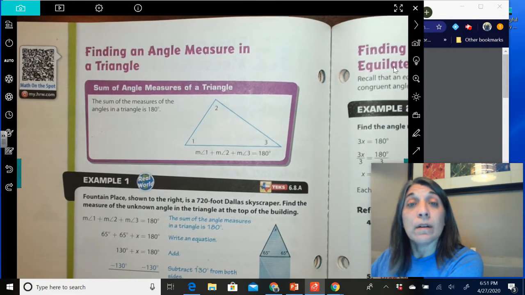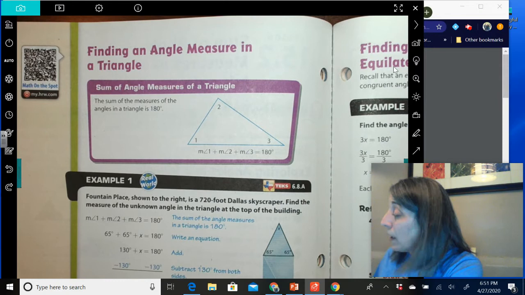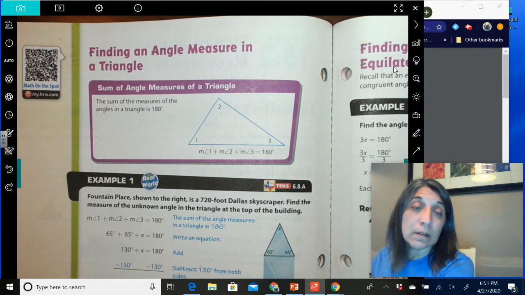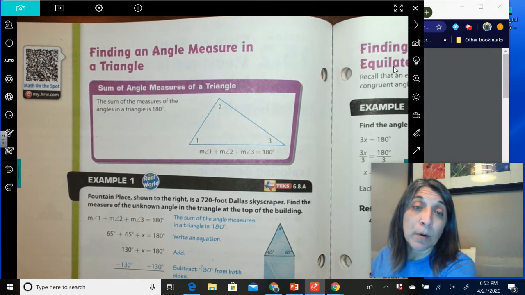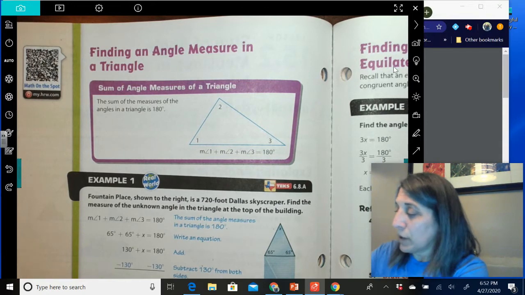Okay. And then tomorrow, Wednesday, I will post some more practice problems for you guys to do either on notebook paper or some might be from the book. We'll see. I'm trying to decide which ones I really want y'all to do.